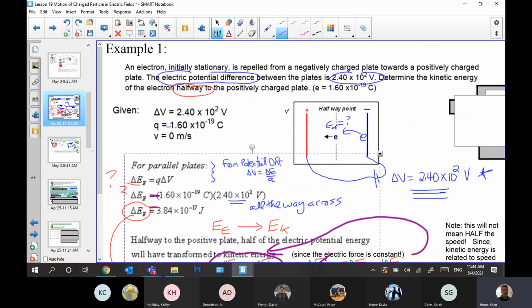You're going to go back to this later on and look and be like, yeah, they gave me information. I know to do with delta V and Q, and we need to first figure out delta EE, because then that goes to EK. So that's how this equation was noticed. You look at what you're given and use an equation to do with it. Okay.